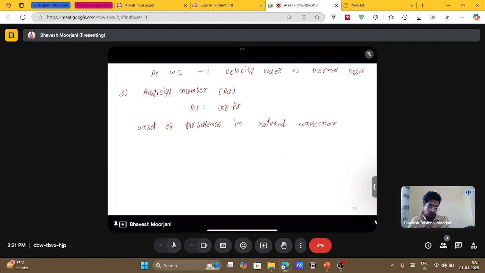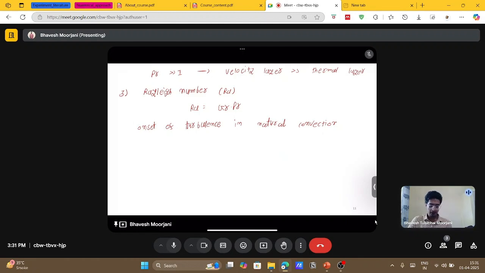So there is this quantity, Rayleigh's number. People relate it to 10 to the power 8 or 10 to the power 9. If it's greater than that, then we are in the turbulent region. If it's less than that, then we are in the laminar region. Further, Rayleigh's number is related to the Nusselt number, which I will come to in a minute.